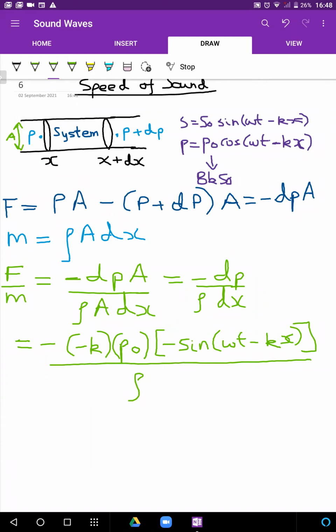you can simplify this. Let's also write p naught as bk s naught. So writing p naught as bk s naught makes this minus bk square s naught sine omega t minus kx by rho. So this is what force by mass is coming out to be. And we know force by mass is going to be acceleration. But let's find acceleration another way.